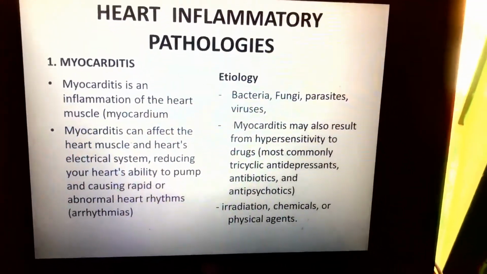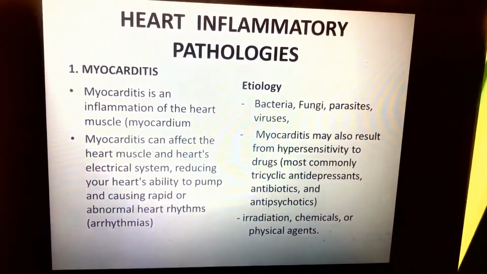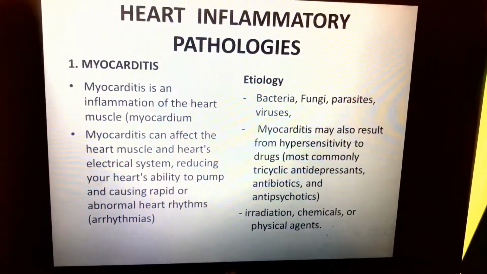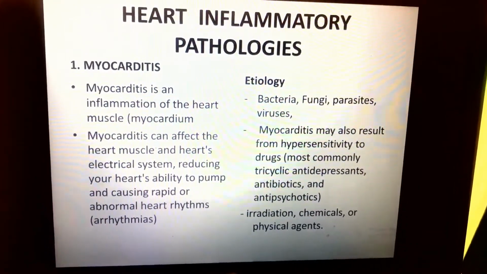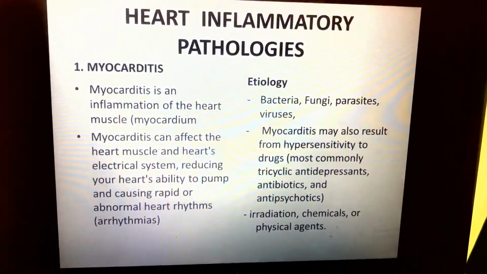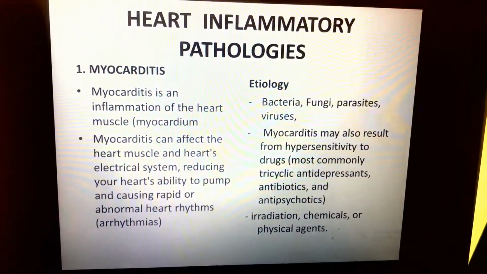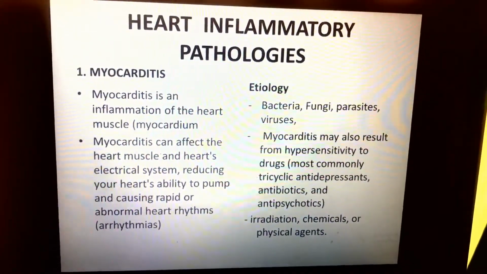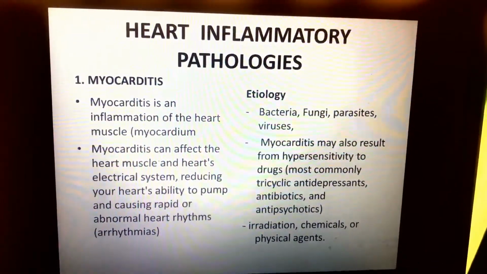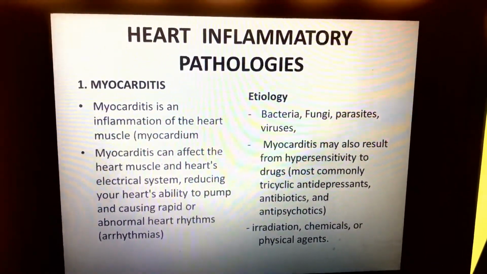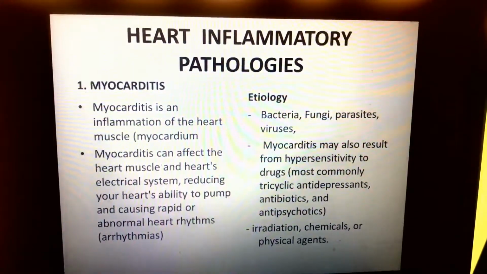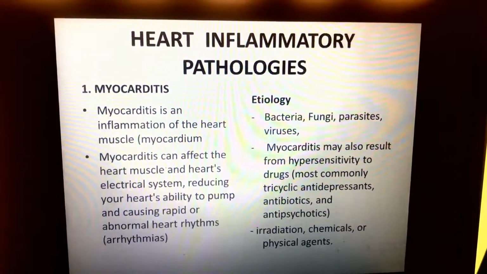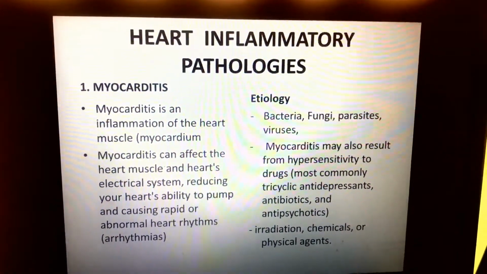It is understandable because the myocardium is the muscle responsible for heart contraction. When it becomes inflamed, that will affect the heart electrical system, reducing the heart's ability to pump the blood. So it is very critical. What can cause myocarditis?